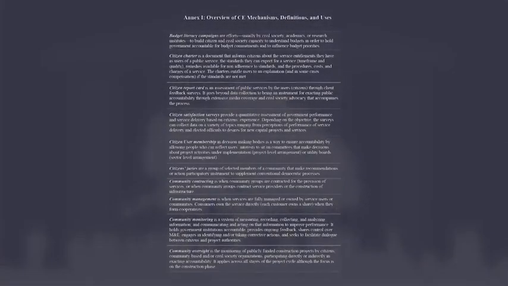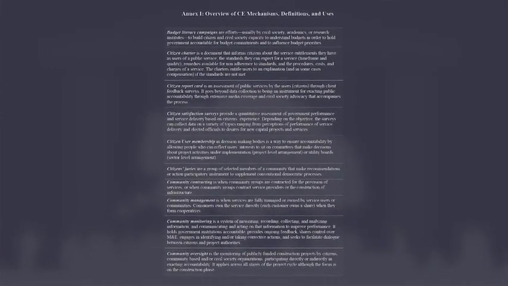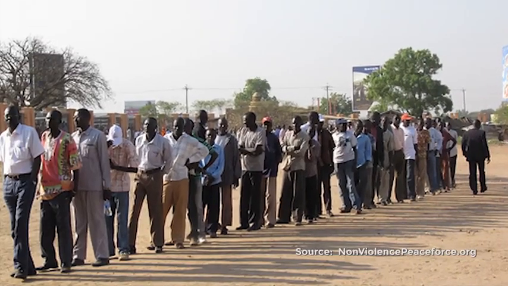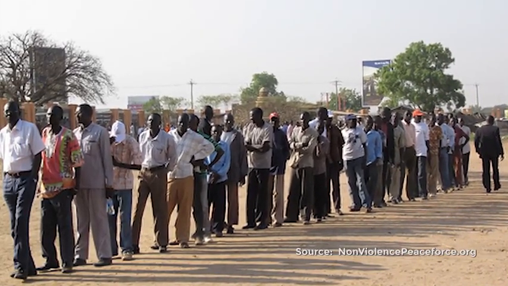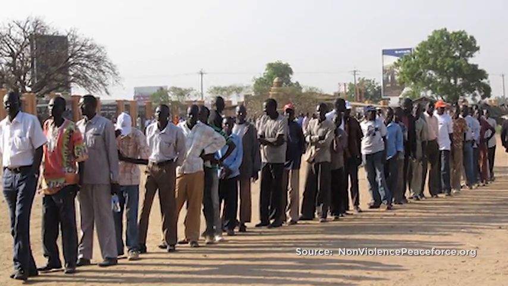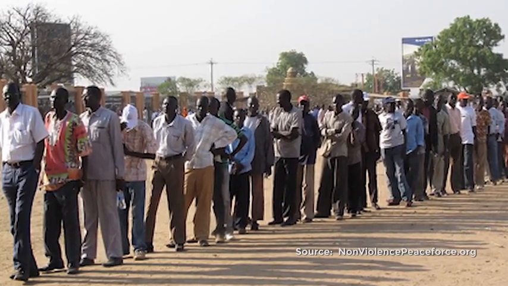If you refer to course resources, you can find an overview of citizen engagement mechanisms along with their definitions and uses. While it is impossible to provide a comprehensive picture of the many forms of citizen engagement, it is worth highlighting some dimensions that have particular resonance in our world today. Elections, for example, are perhaps the most recognizable mechanism that citizens have to exercise voice and hold office holders to account, and they have become almost universal.